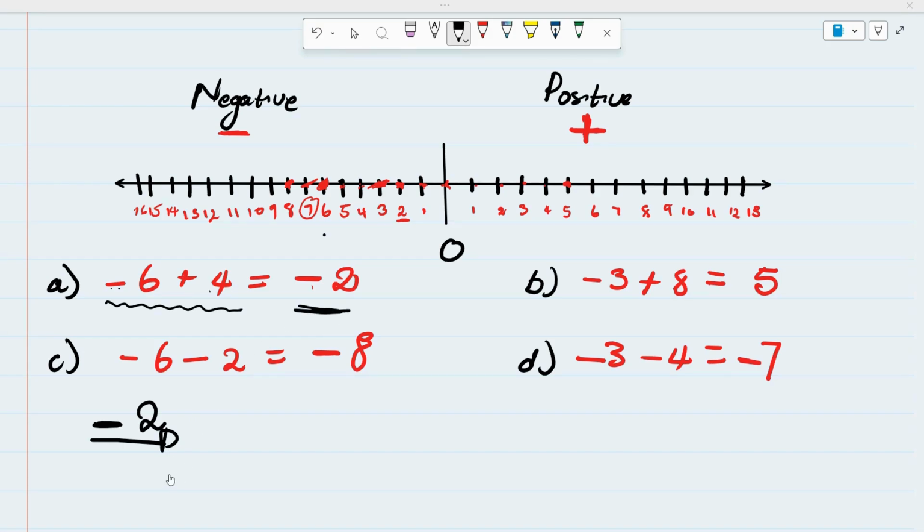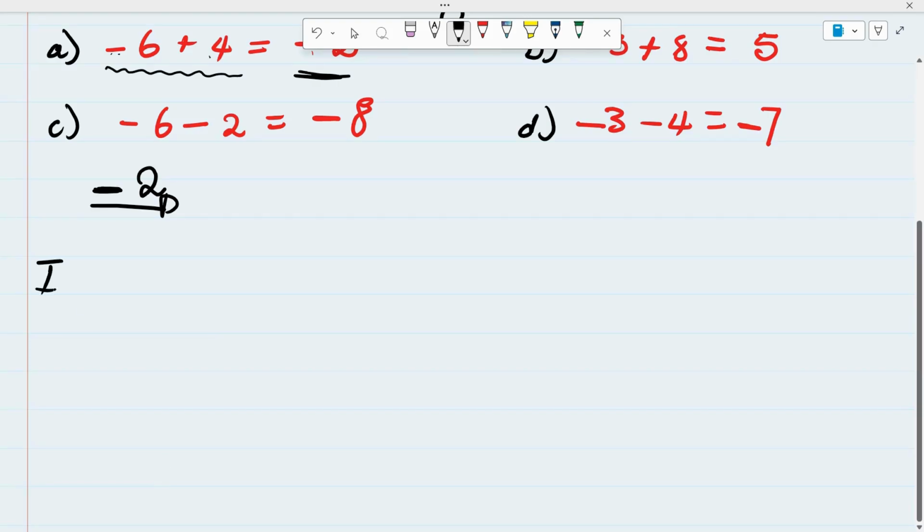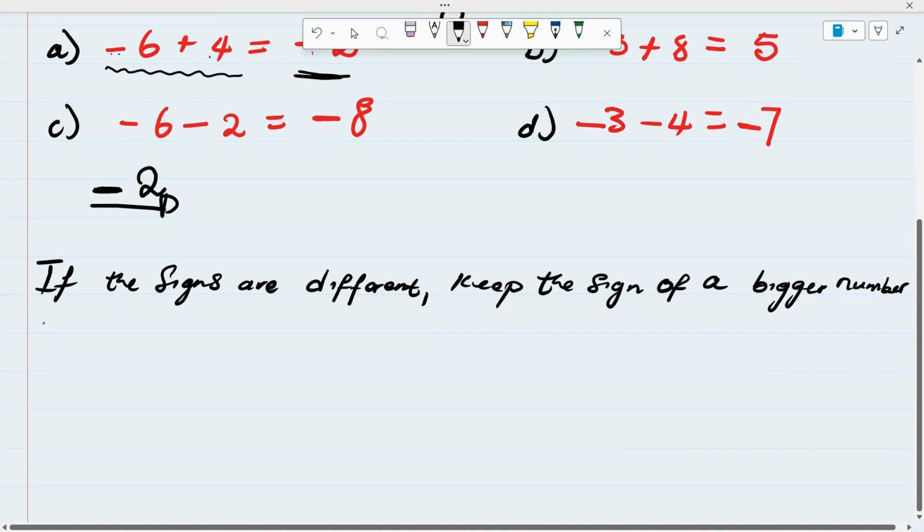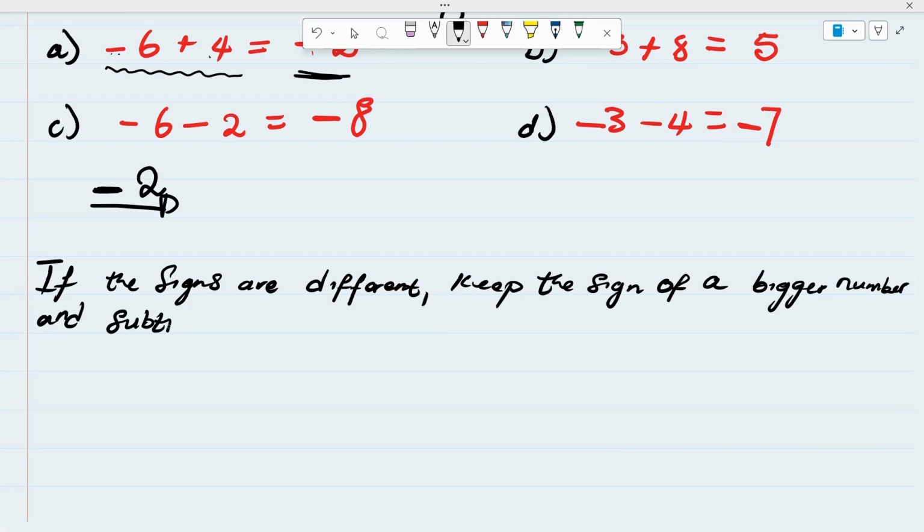Let me write it down for you. If the signs are different, then take the sign of the bigger number and subtract the small number from the bigger number.